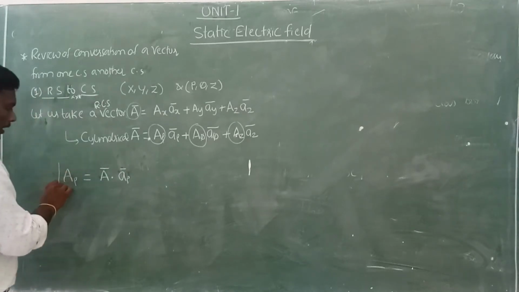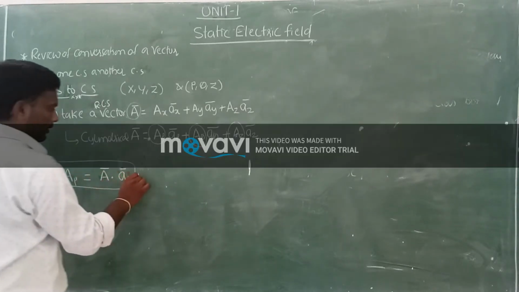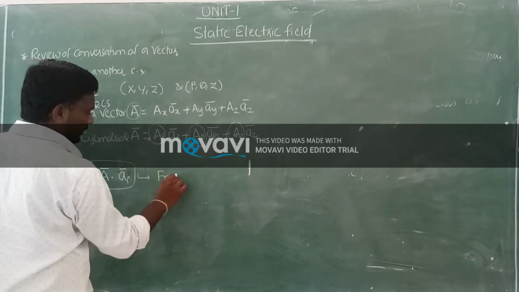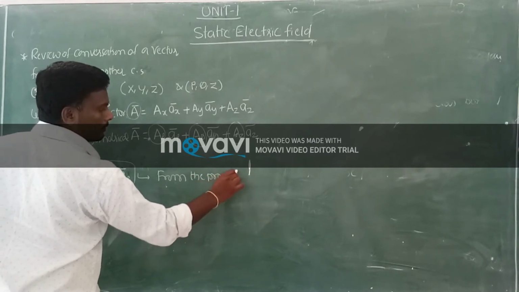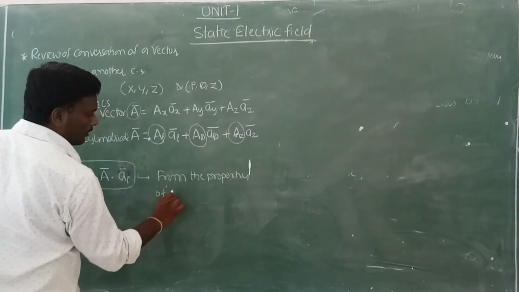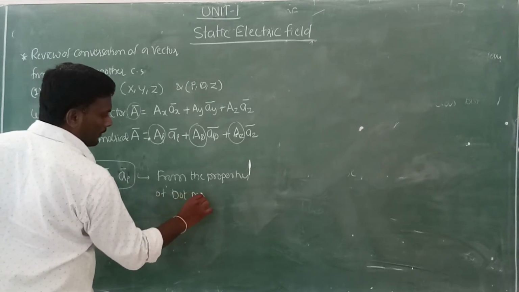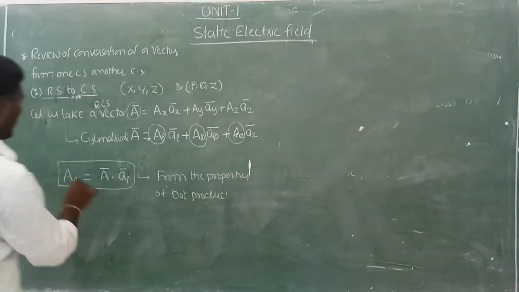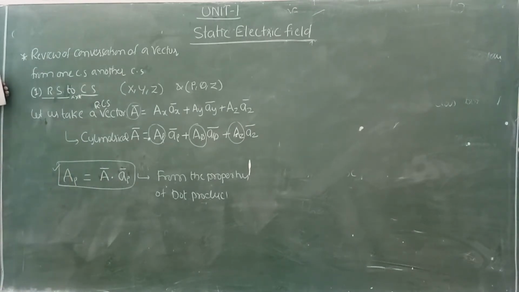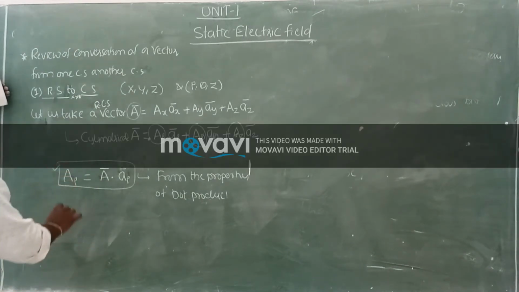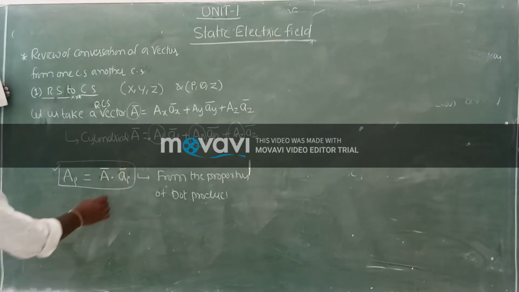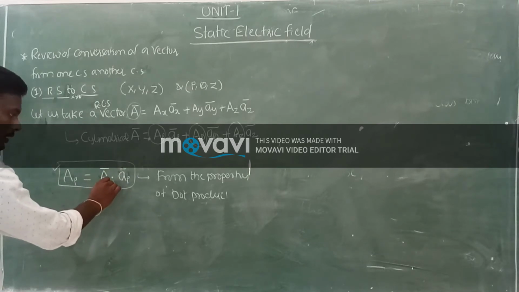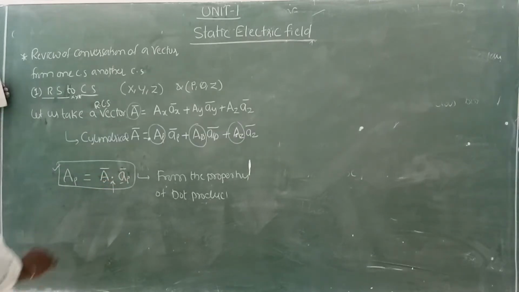How did I write this expression? It is from the properties of the dot product. From the dot product, if you want to calculate any vector component, it is the dot product of the vector along its unit vector. It is the second property in our dot products.